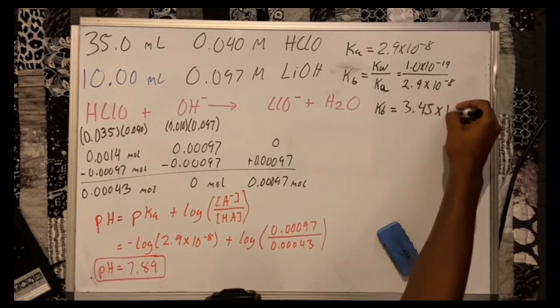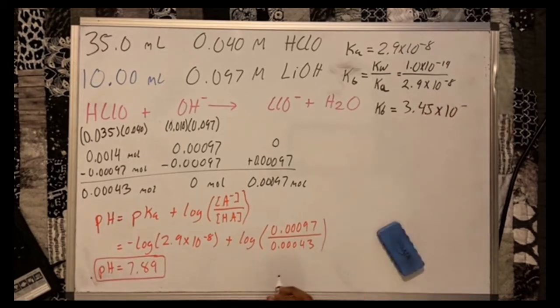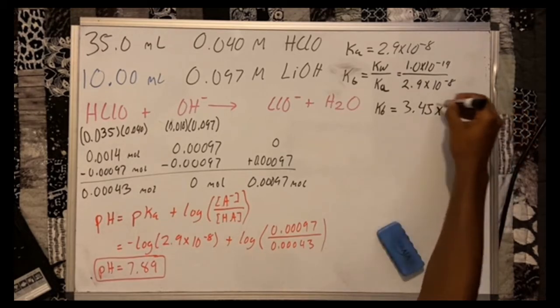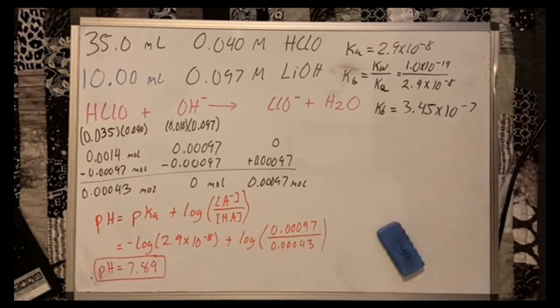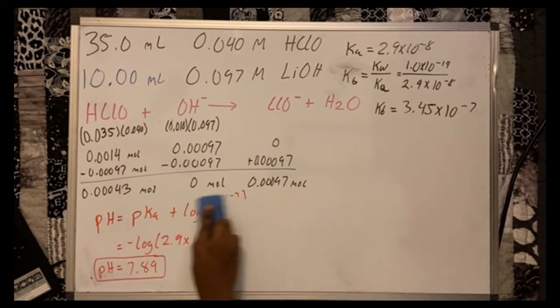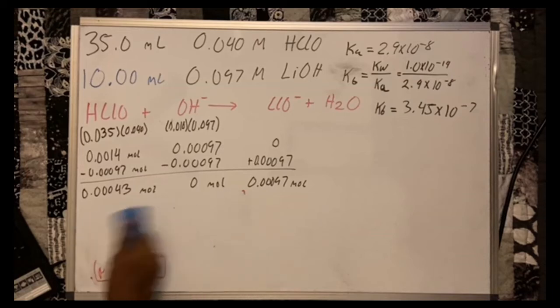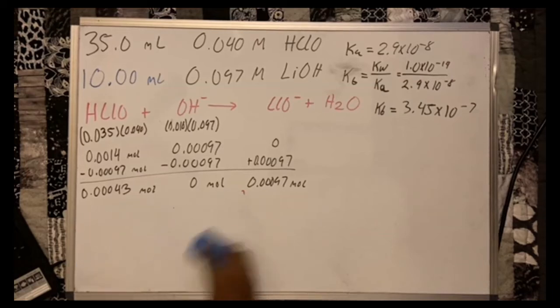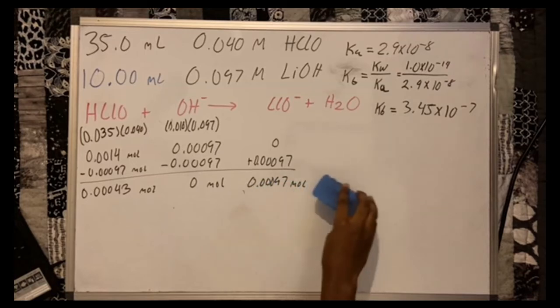What, I get 3.45 times 10 to the negative 7. Okay. All right, so we're gonna need that for the next part. So I'm gonna solve this, don't need it. Hopefully this is helpful.